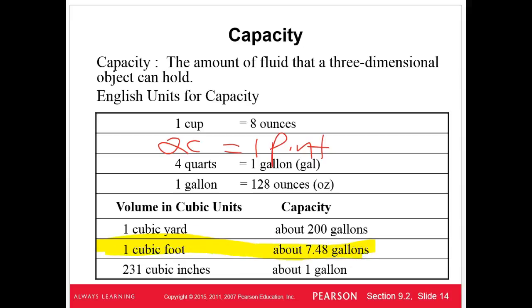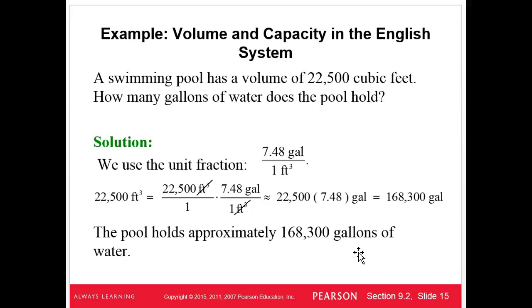Again, we're given how many cubic feet it is, so that's going to be on the bottom, and that 7.48 gallons will be on the top when we set this thing up. So there's our unit fraction, and we set that up. The cubic feet cancel, and we're left with all ones in the denominator, so that means we just multiply to get our answer. So after we multiply, we see it's about 168,000 gallons to fill up that pool.